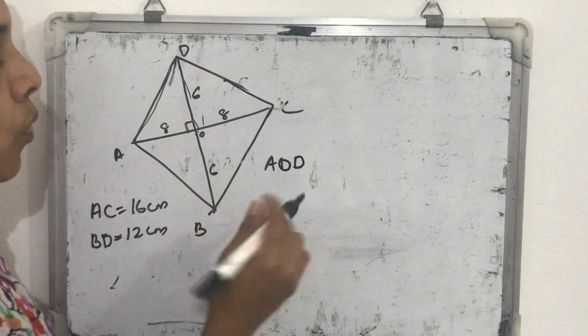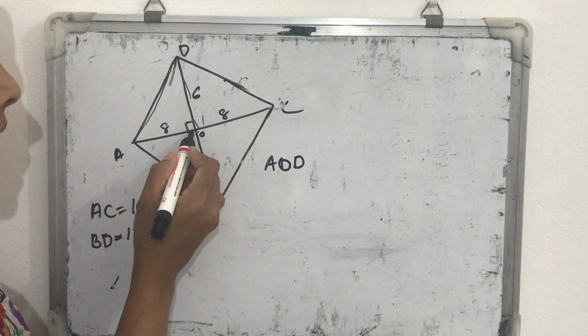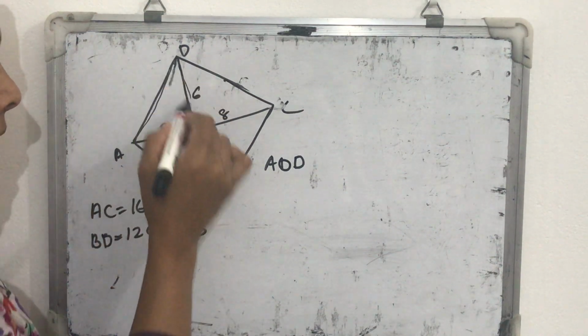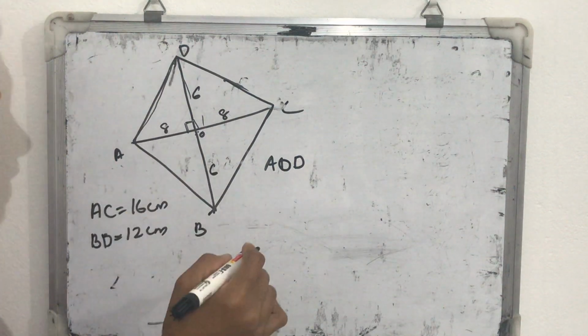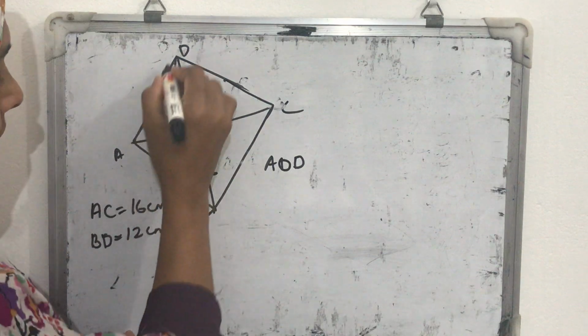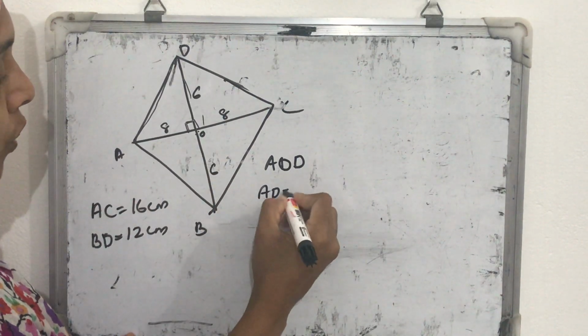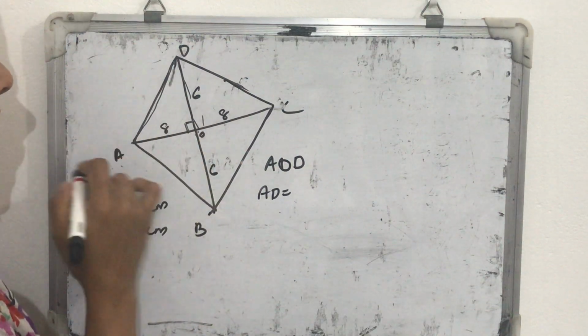This triangle AOD will be a right angled triangle, because this angle is 90 degrees. So if triangle AOD is a right angled triangle, then using Pythagoras theorem, what can we write? AD will be the hypotenuse of this right angled triangle.